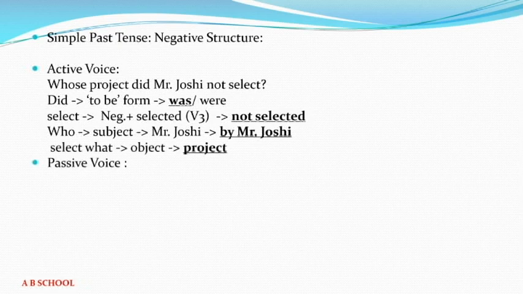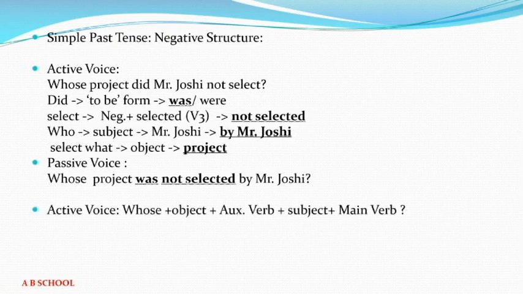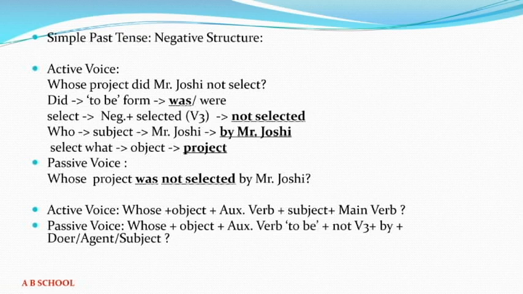and try to form passive voice using these important words. So whose project was, yes, not selected by Mr. Joshi, right? And then the question mark. Understand it clearly that here the object of the sentence is ahead with whose. So there is no placement of the object in between the auxiliary verb and the main verb as in other sentences. And the structure as appearing before you is active voice whose plus the object plus auxiliary verb, okay, plus the subject plus the main verb, and passive voice whose plus object plus auxiliary verb, that is for passive structure to be formed, plus not plus verb 3 plus by and then the doer of the action. And the rules of contracted forms are as it is the way I have explained in the previous slide. Let's move further.